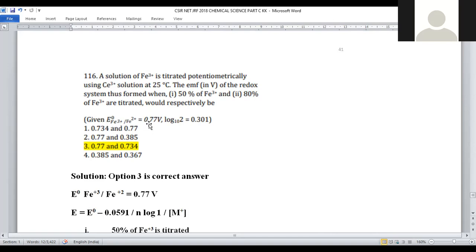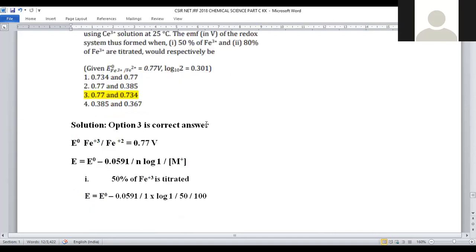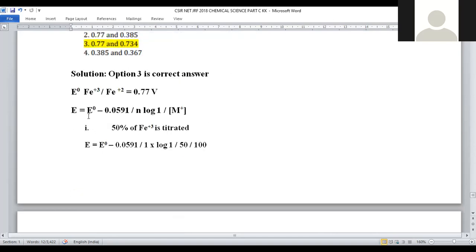So the standard electrode potential of iron is provided as 0.77 volts. Log 2 value is given as 0.301. Let us apply the Nernst equation. E is equal to E naught minus 0.0591 by n log of 1 by concentration of metal ion, right? E naught value is already known, that is 0.77. So when we apply this for 50% consumption of iron plus 3, instead of concentration, we are taking the terms in percentages.